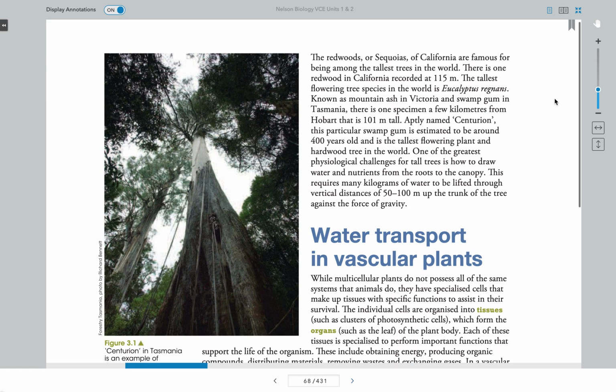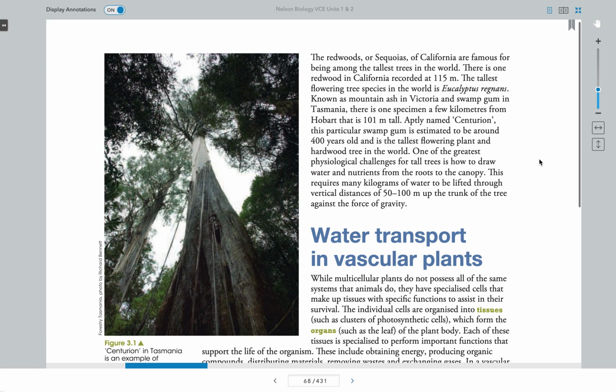Redwoods of California are famous for being among the tallest trees in the world. There is one redwood in California recorded at 115 metres. The tallest flowering tree species in the world is Eucalyptus regnans, known as mountain ash in Victoria and swamp gum in Tasmania. There is one a few kilometres from Hobart that is 101 metres tall. Aptly named Centurion, this particular swamp gum is estimated to be around 400 years old and is the tallest flowering plant and hardwood tree in the world.